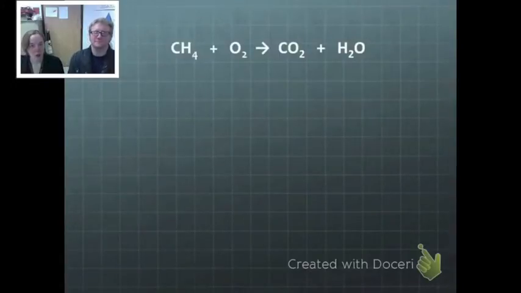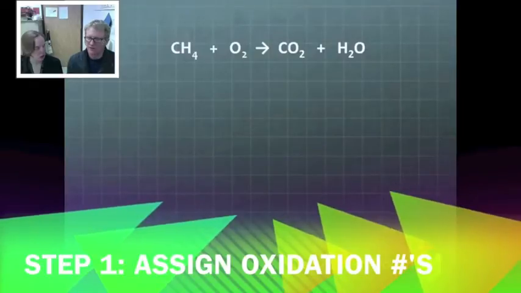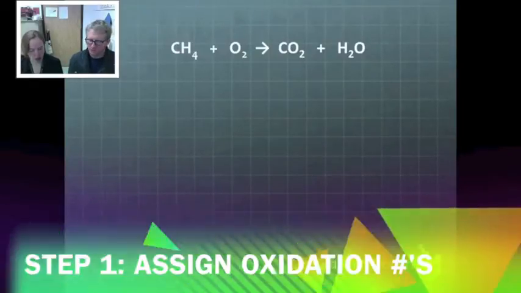All right, so maybe you tried these on your own, maybe you didn't. These are our guided practice for assigning oxidation numbers and figuring out what's been oxidized and what's been reduced. So, what was our first step? Assign the oxidation numbers to everything.